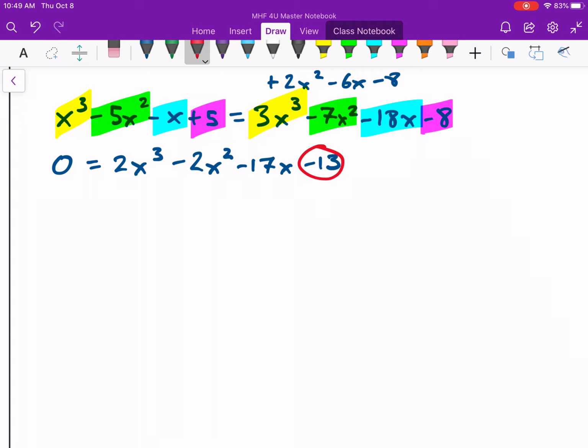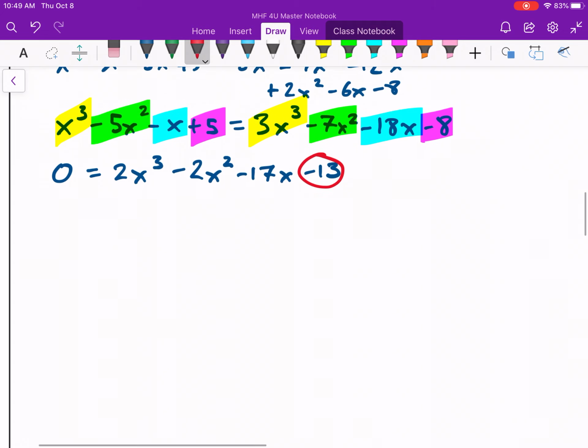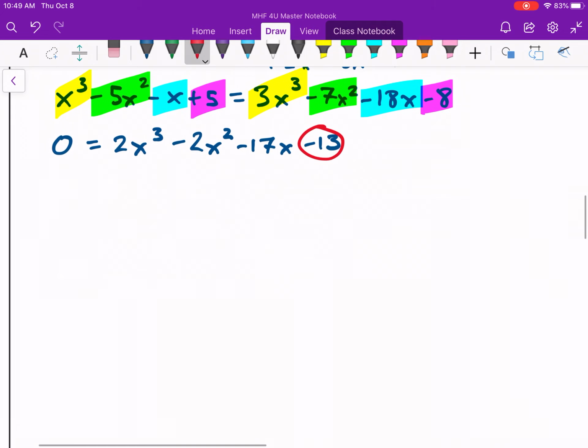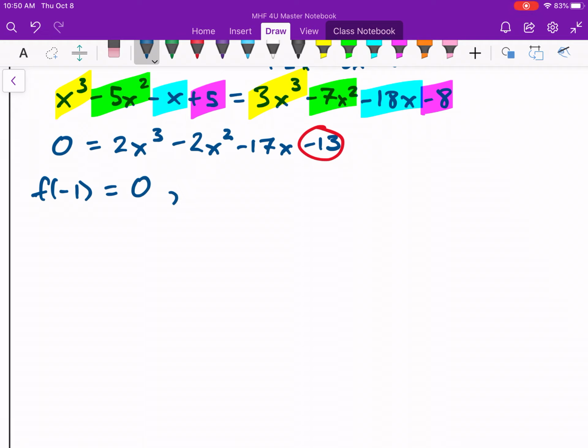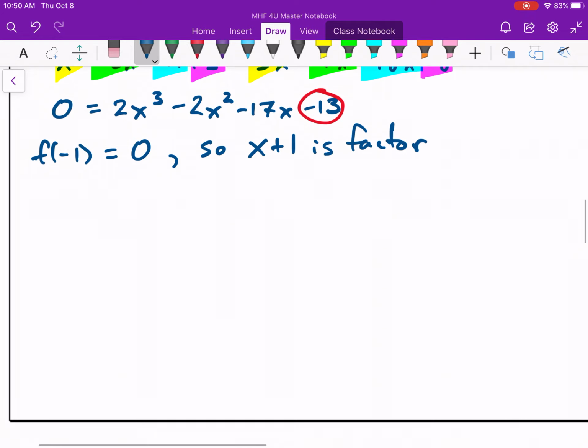When we check positive 1, just to save us a little time, positive 1 doesn't work out. It doesn't go in evenly. We don't get a remainder of 0. But if we try negative 1, it turns out that one's going to work. Okay? So when I put negative 1 in for x in the above equation, I get 0. So I know that x plus 1 is a factor. And so that's part of my breaking it down. Now I have to divide.